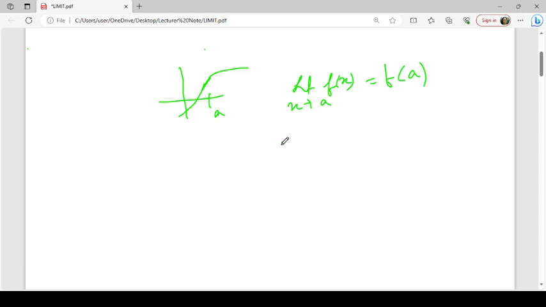Say in the previous case, (x square minus 4) by (x minus 2), limit x tends to 2. At x equal to 2, it is not defined, 0 by 0 is not defined. When we draw the graph, it was like this. This is a straight line, but at the point x equal to 2 it was broken. So it is not continuous, because f(2) is not defined. But if we write the function f(x) equal to x plus 2, then it is continuous. So this is continuity: we find the limit as x tends to a, then f(a).